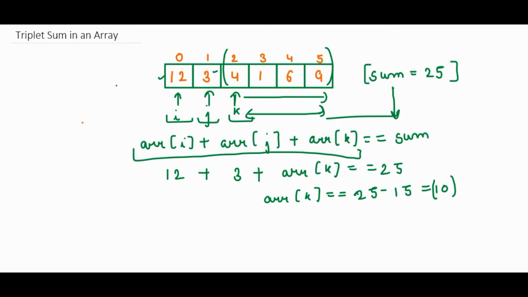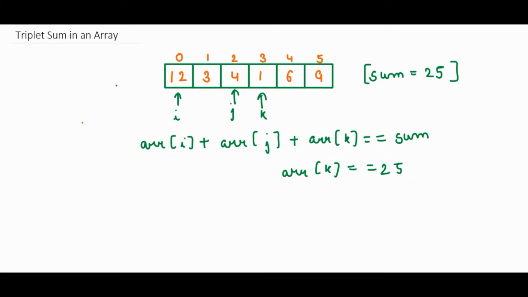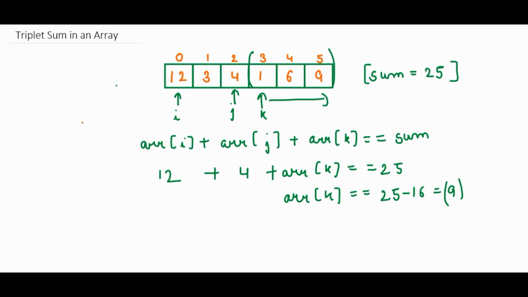Now what we will do, we will move our j. Now our j will point to the second index, and now i is already fixed, which is 12, and we have j pointing to 4. So our array of k should be 25 minus 16, which is equal to 9. Now we have to see if our remaining array contains 9 or not. So we will traverse with k. First we will go to 1, it is not equal to 9. Then we will go to 6, it is not equal to 9. Then we will go to 9, it is equal to 9.